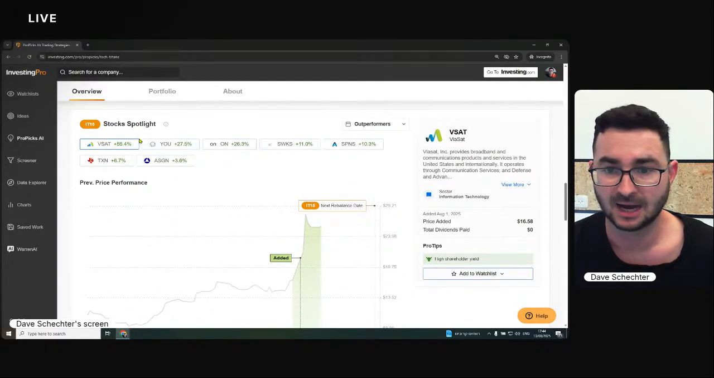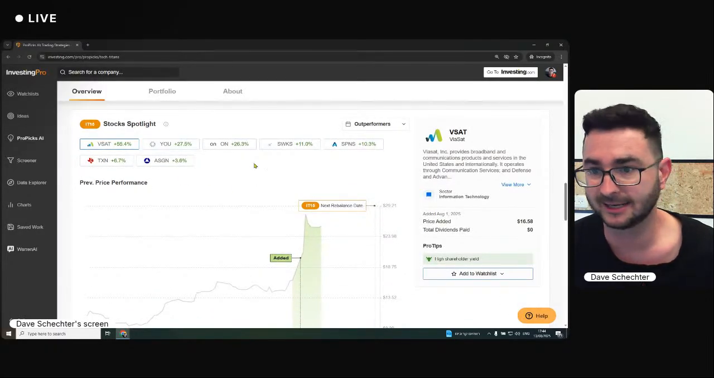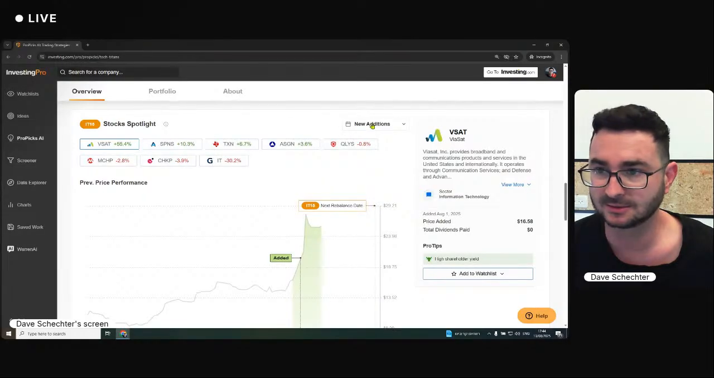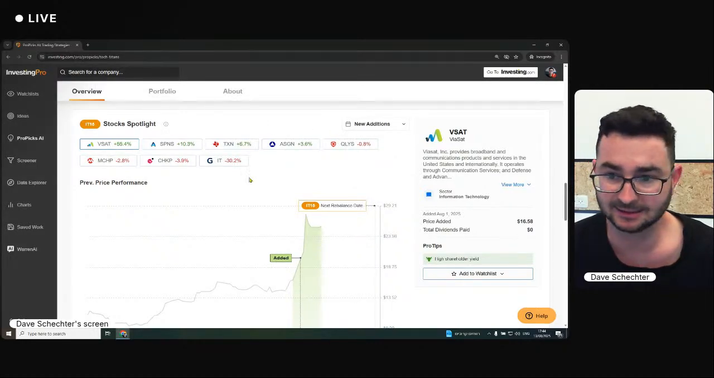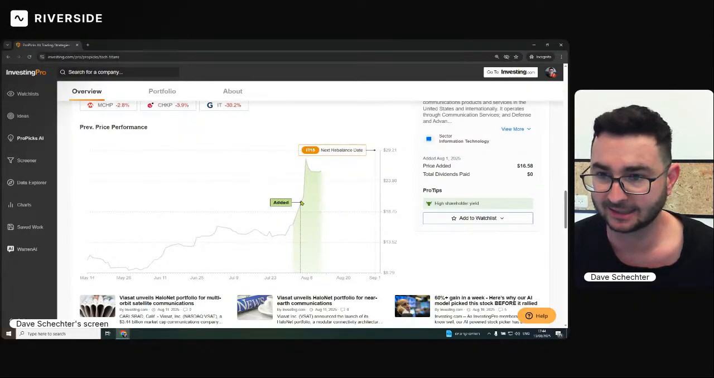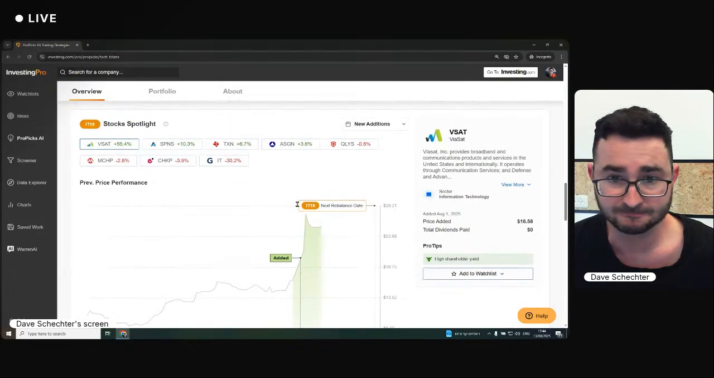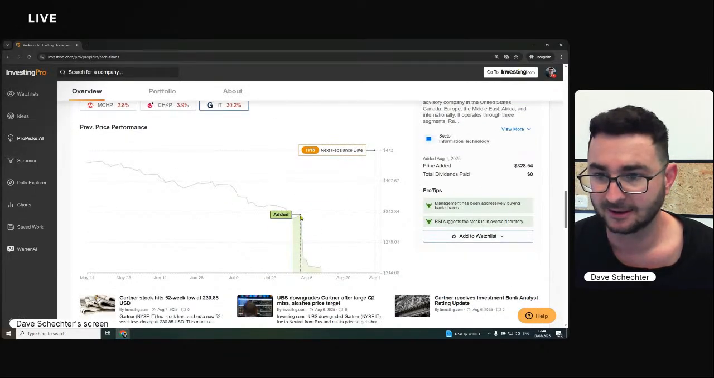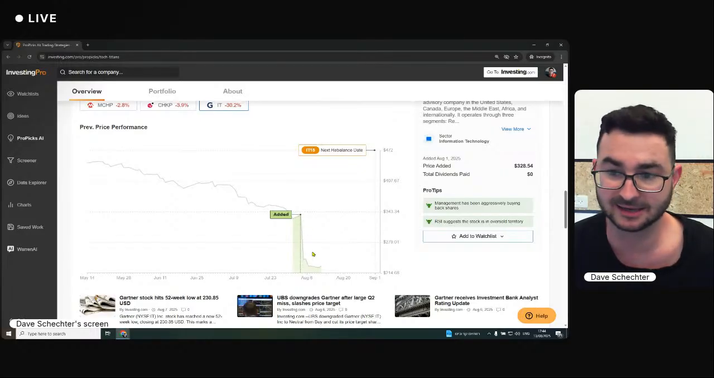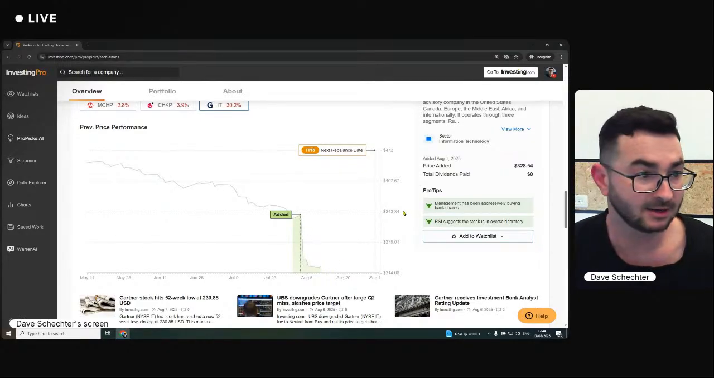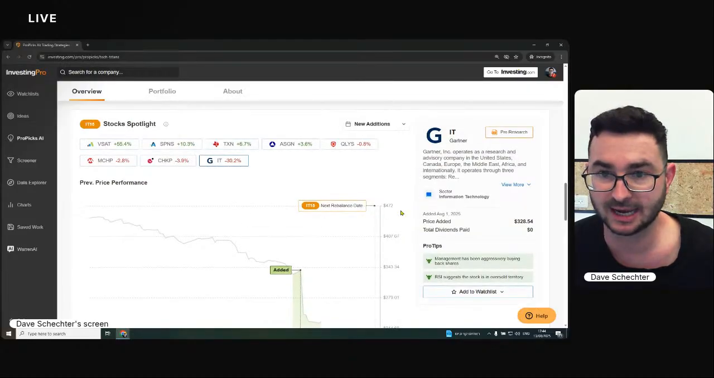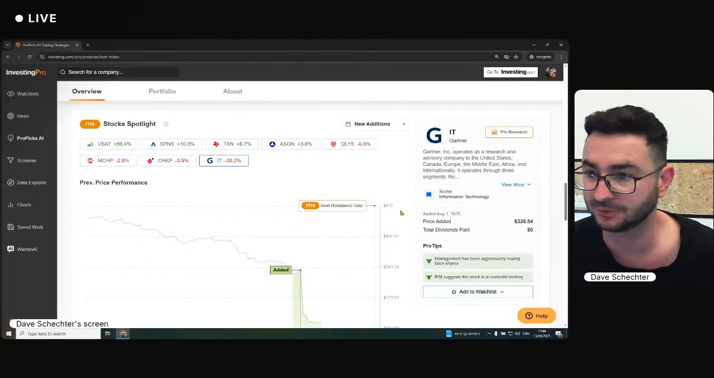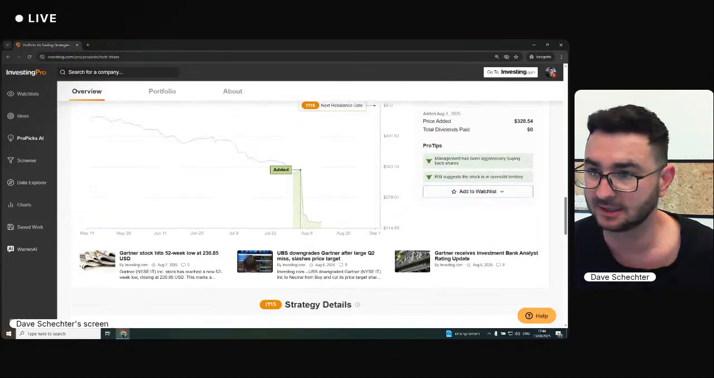Further down the page, this is something that I really like, which is called the Stock Spotlight. It shows you the new additions or the outperformers or the underperformers of any particular strategy. So if I select new additions, we see that Viasat was added this month. I can see exactly when it was added. I can see the performance to date. I can also see that unfortunately Gartner was also added at the beginning of this month, and it looks like it fell off a cliff. Okay. They can't all be winners, unfortunately, but in aggregate, the strategy seems to be doing pretty well. So that's really, really great to see.